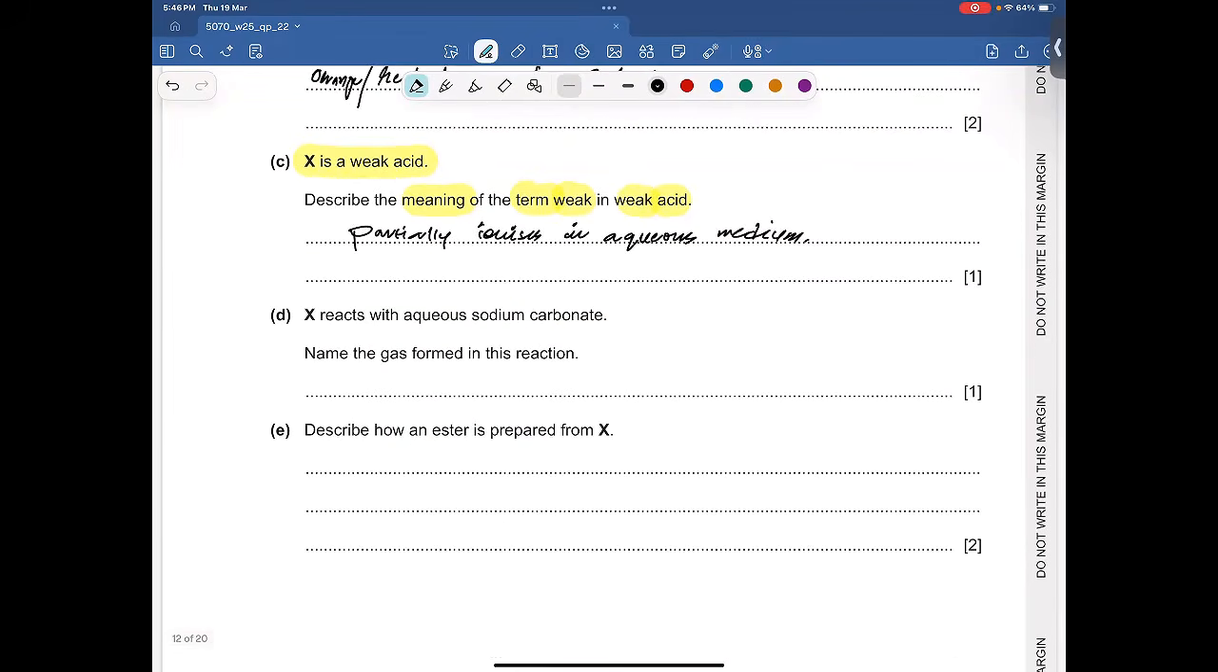Okay. X reacts with sodium carbonate. Name the gas formed in this reaction. Whenever any carboxylic acid reacts with sodium carbonate or any carbonate, always carbon dioxide gas is given off. The examiner is looking for the name, so I'm not going to write the formula. This is carbon dioxide. If you remember, we have done this reaction in the class, right?